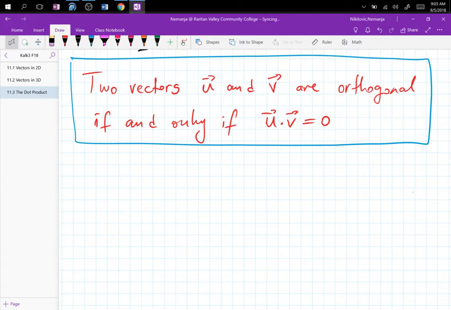All right, let's see if there is anything else that is cool. Properties of the dot product.